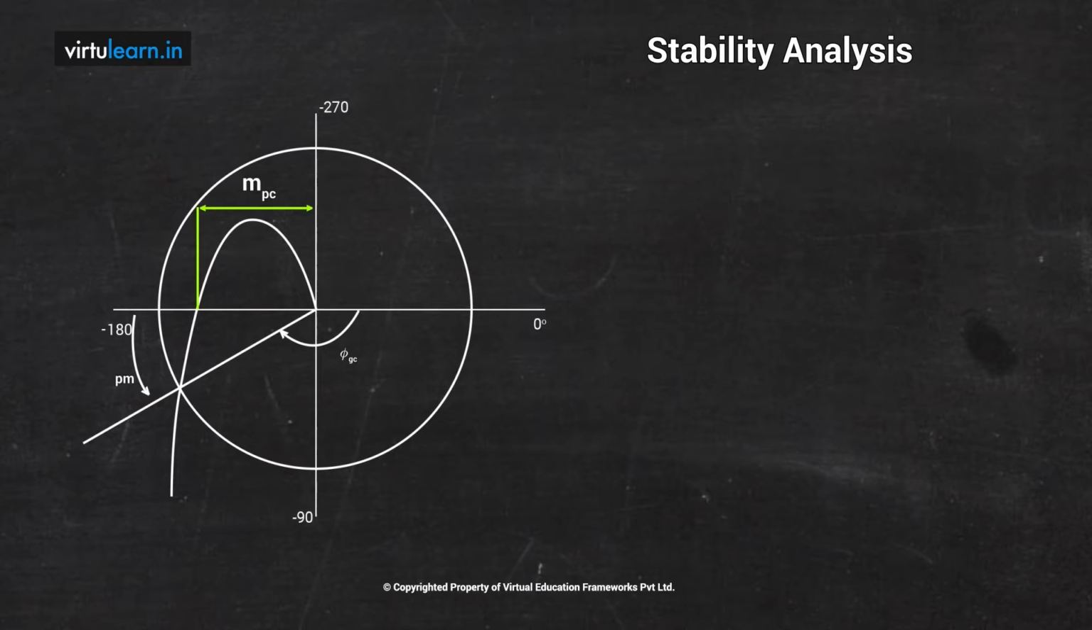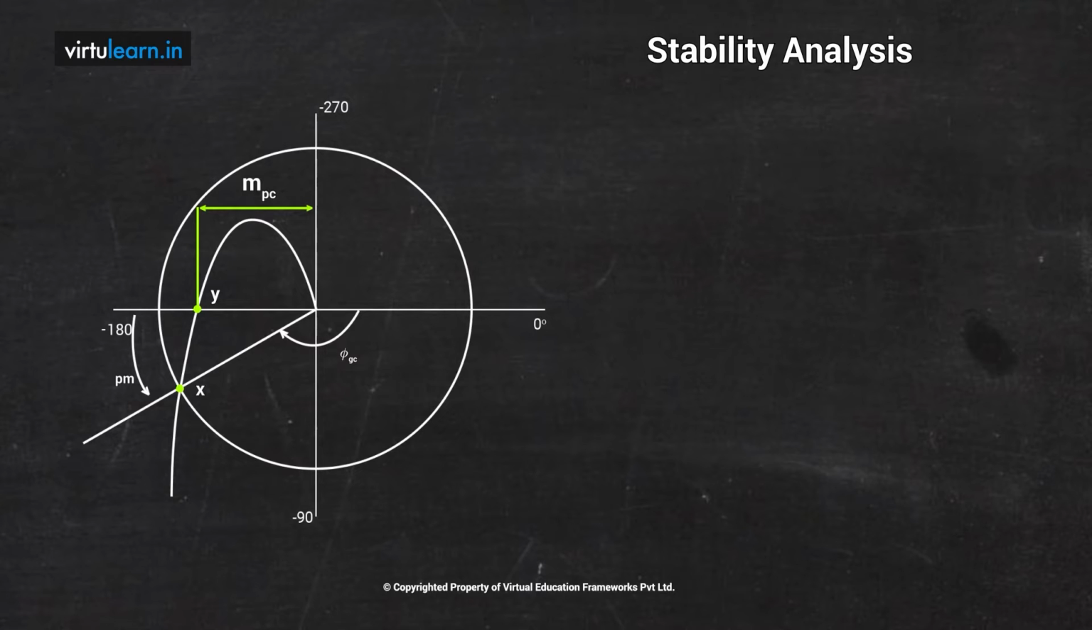Once you have this direction, two things are important for me. One is the unit circle, the other is minus 180 degrees. At minus 180 degrees I have point y, and at the unit circle I have point x. At point x it is 1 comma phi gc, and at minus 180 degrees it is MPC comma minus 180 degrees. Now what will be the gain margin? The gain margin is minus 20 log MPC. If the gain margin in dB is positive, then we say the closed loop system is stable.